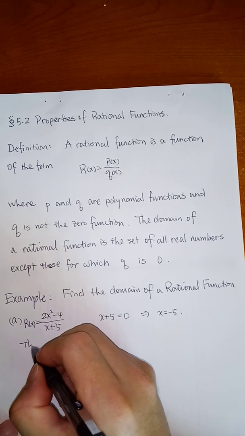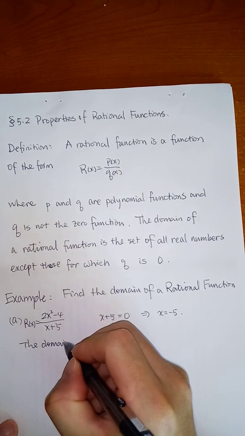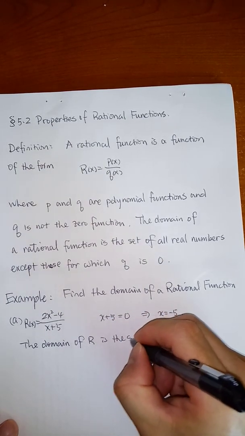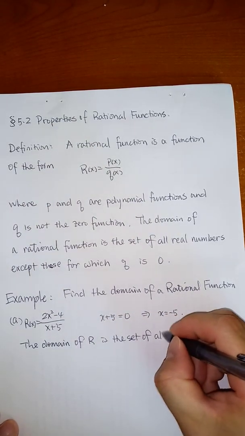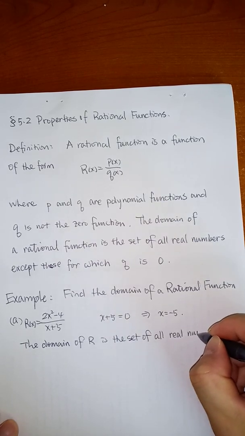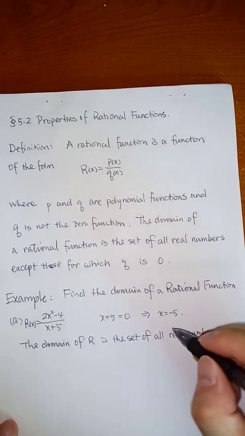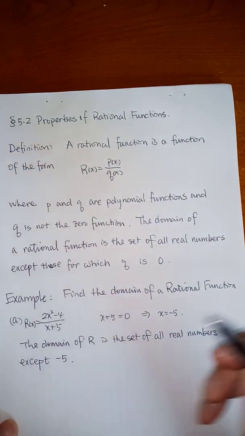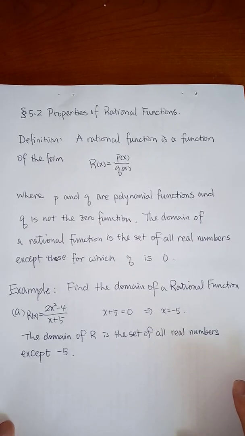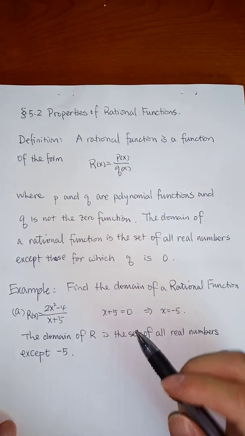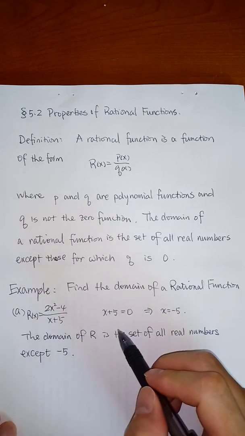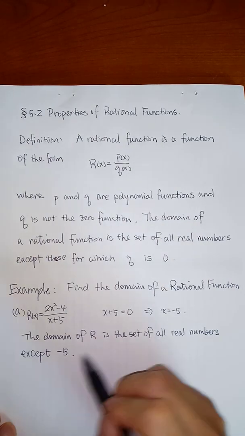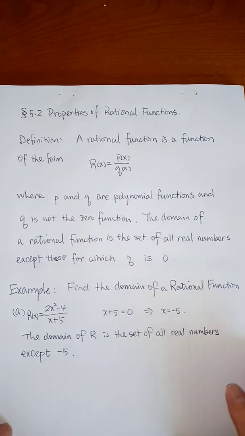So the domain of r is the set of all real numbers except -5. So how did we do? We first set the denominator equal to 0, find the solutions, and we say all the real numbers except those solutions.